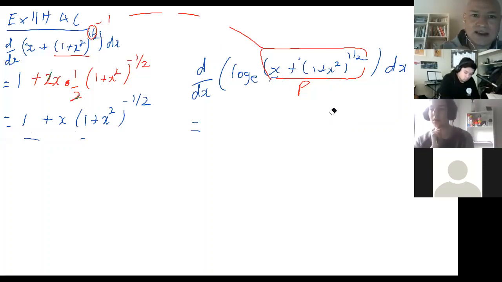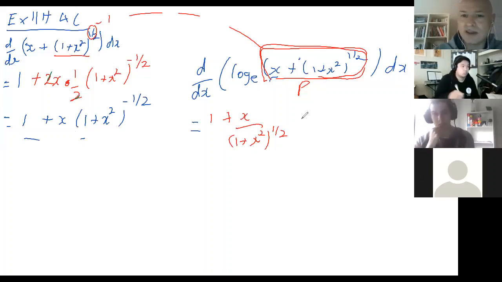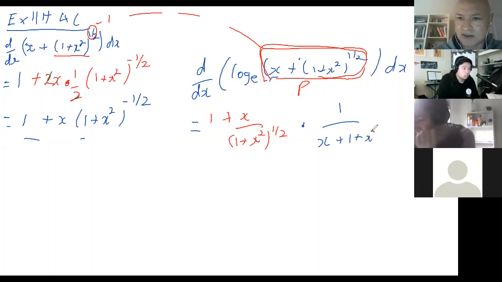I'm going to use that information that this is already differentiated, because when I do a derivative of log e of something, I've got to differentiate that something. So I'm going to write 1 plus x divided by (1 plus x squared) to the power of 1/2. That's the inside the bracket. Now I've got to do the 1 divided by for my log: 1 divided by my bracket, x plus (1 plus x squared) all to the power of 1/2. Does that make sense to people what I've done there?